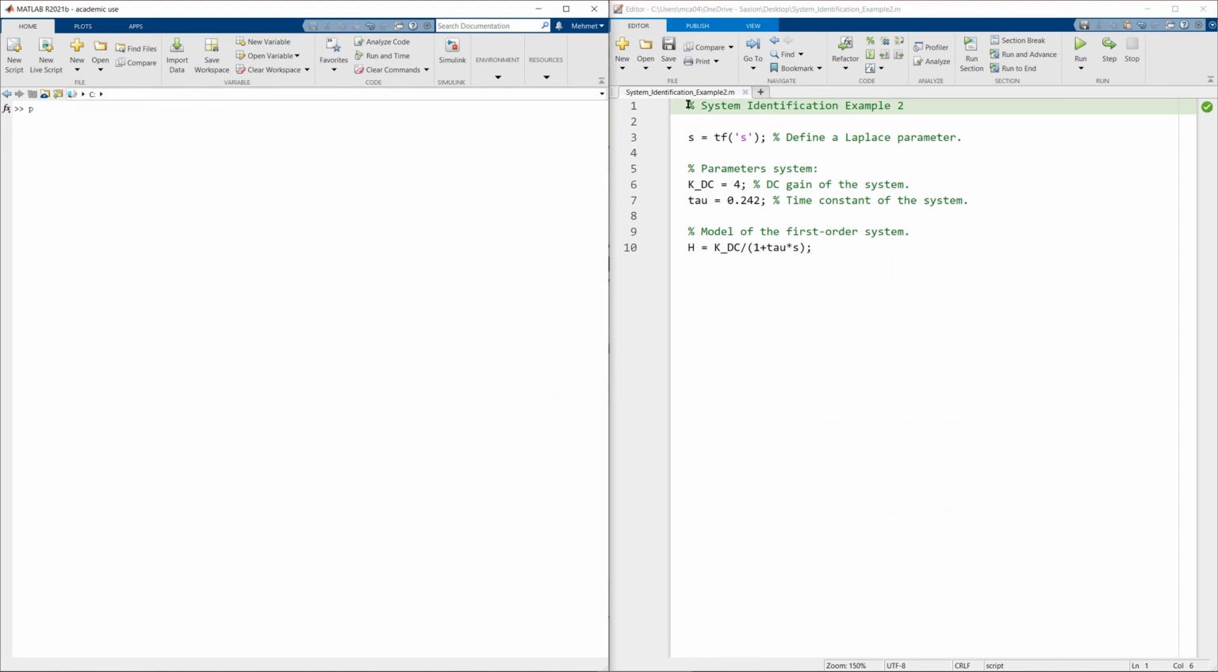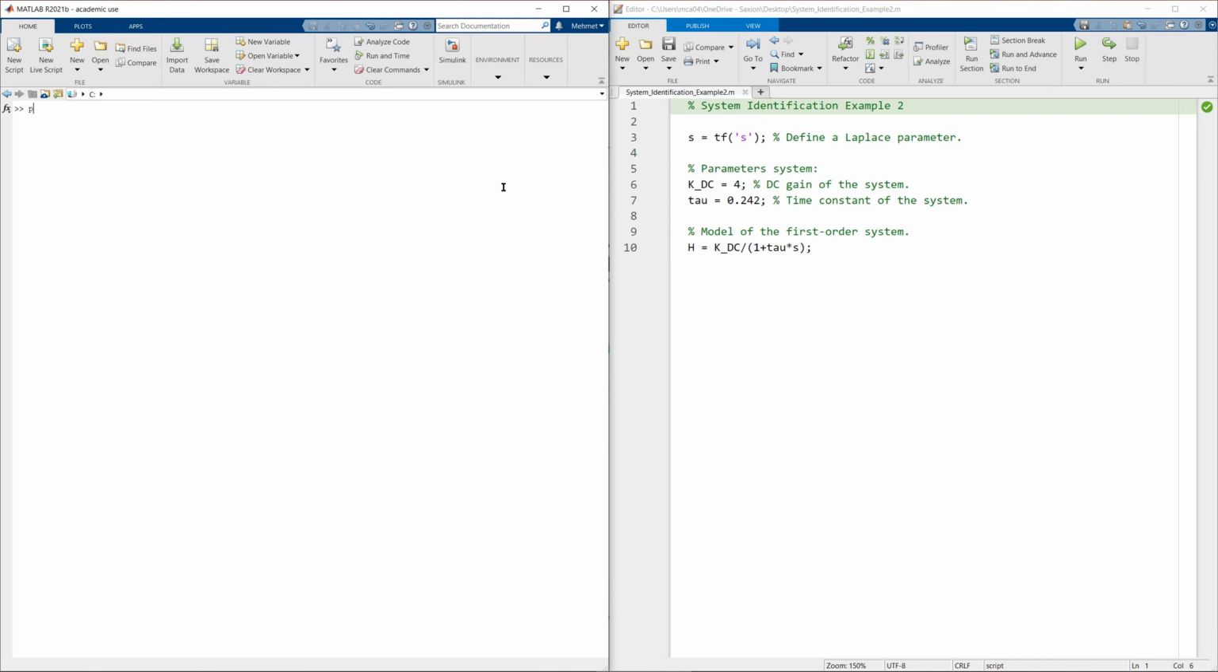We have again our script. This is the system identification example number 2. I have again defined a Laplace parameter as shown here. s is equal to transfer function of 's', so I have a parameter I can use in my transfer function. But I also have the parameters of the system. It is a K_DC of 4 in this case, and I have a tau, which is the time constant, in this case 0.242. And the model again for the first order system is K_DC over 1 plus tau s. That's what we have.